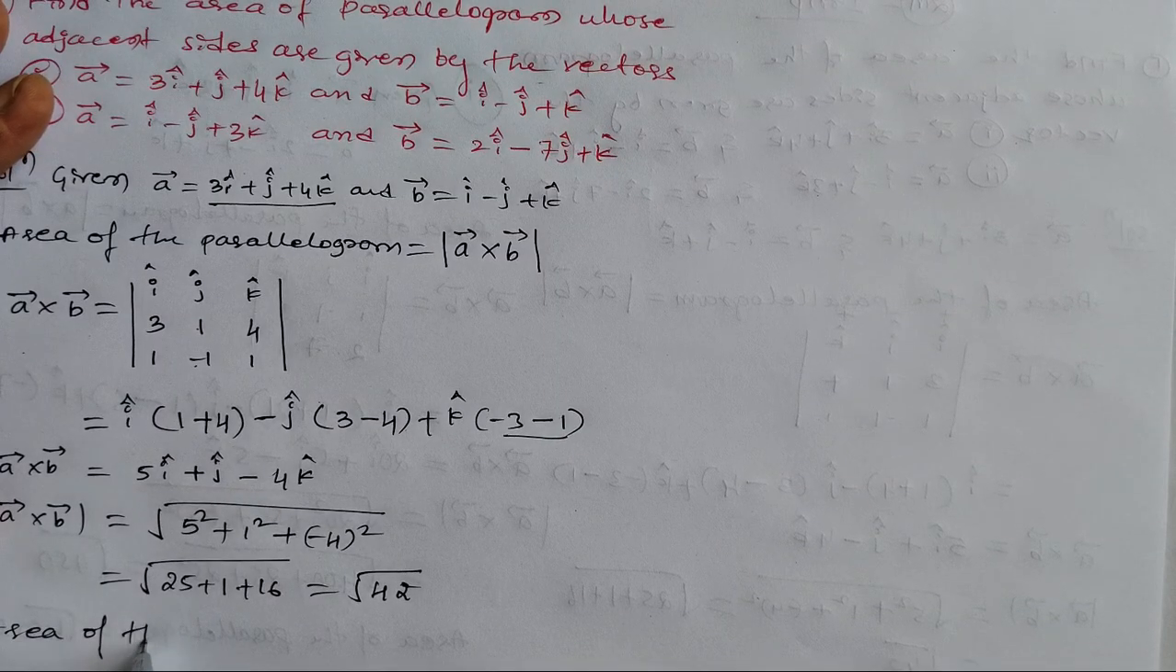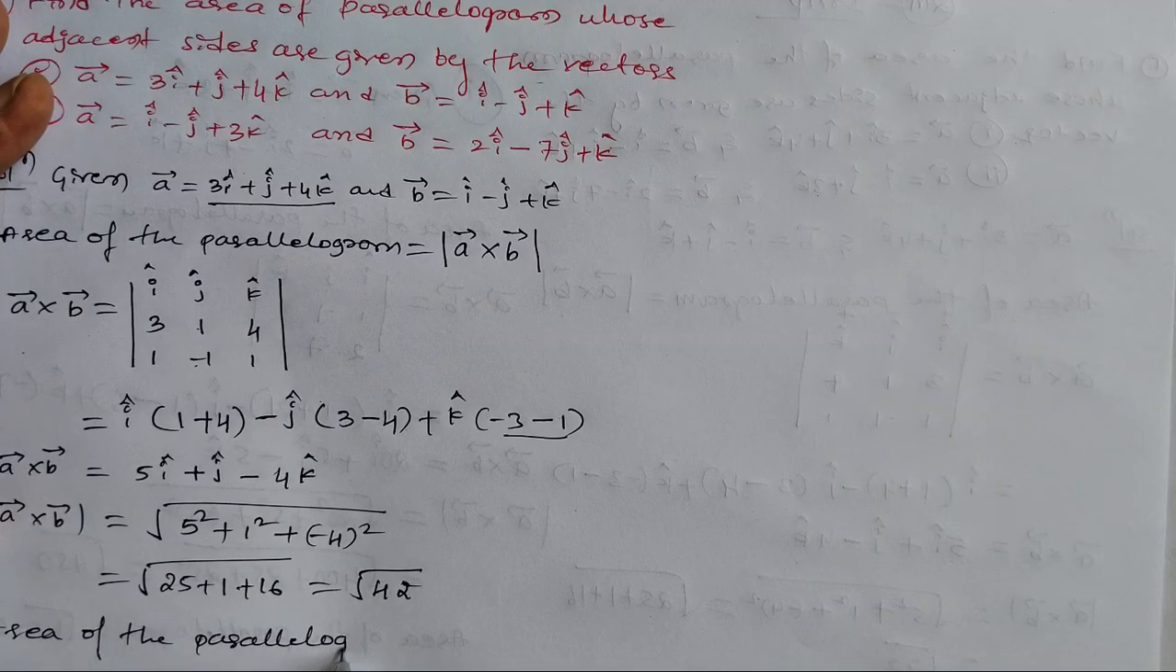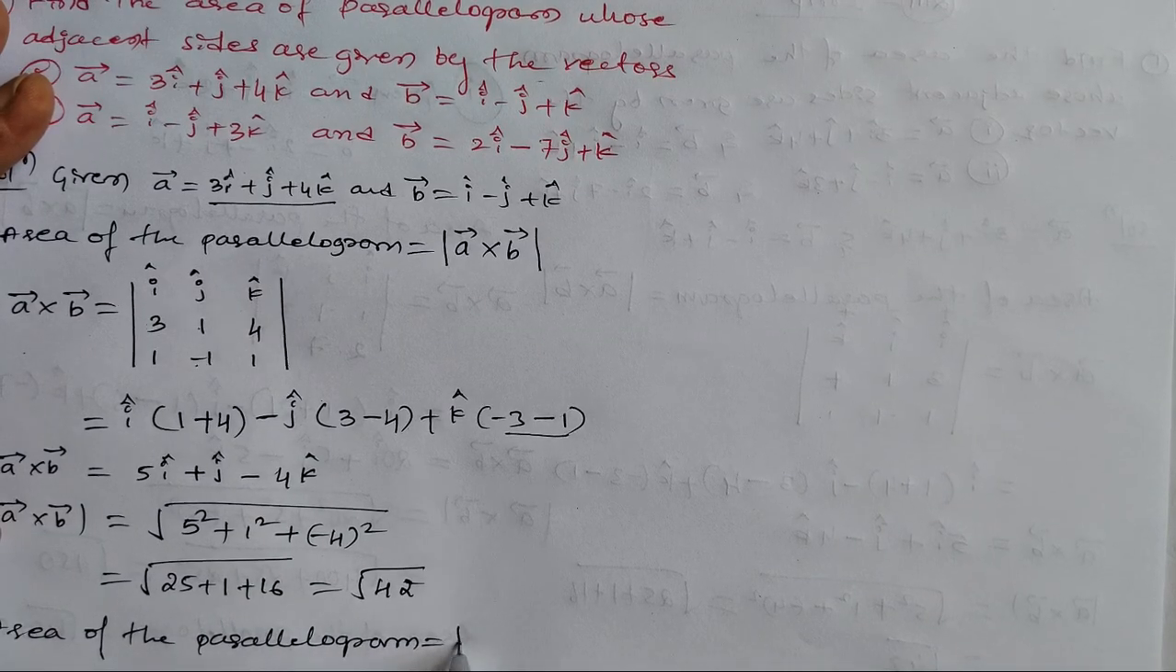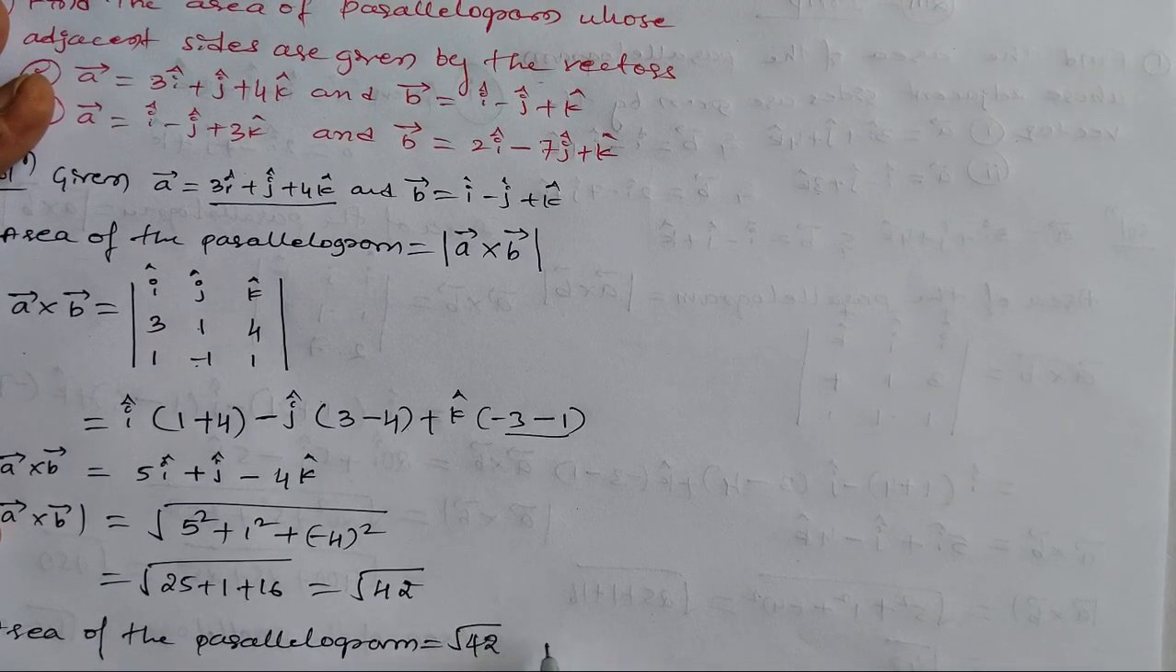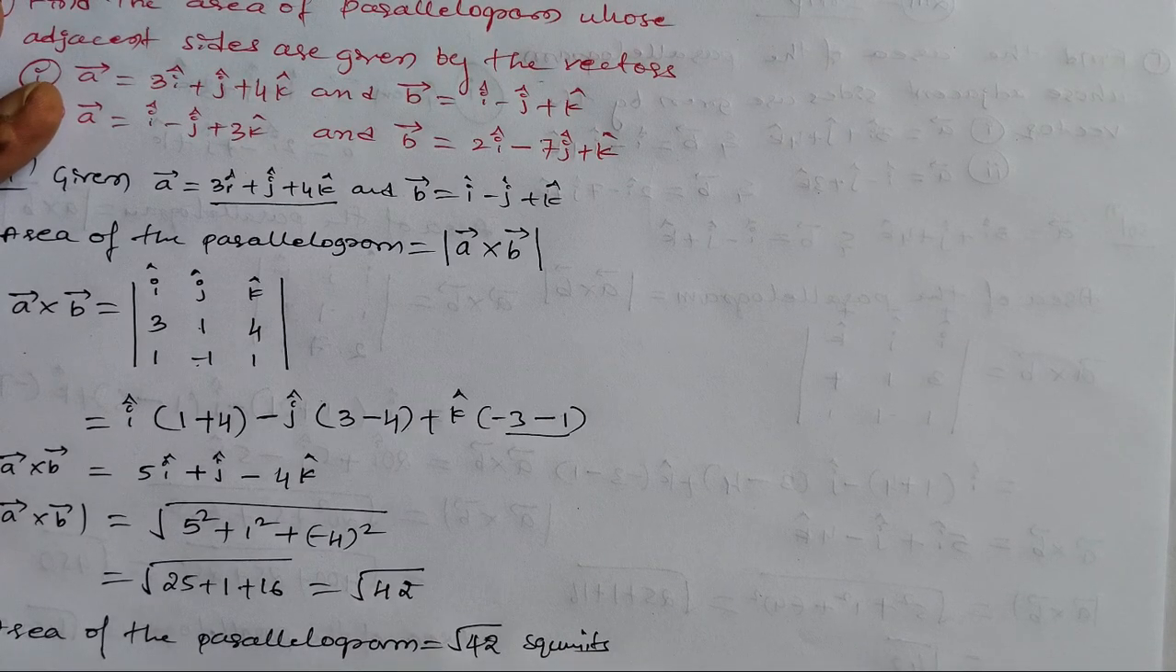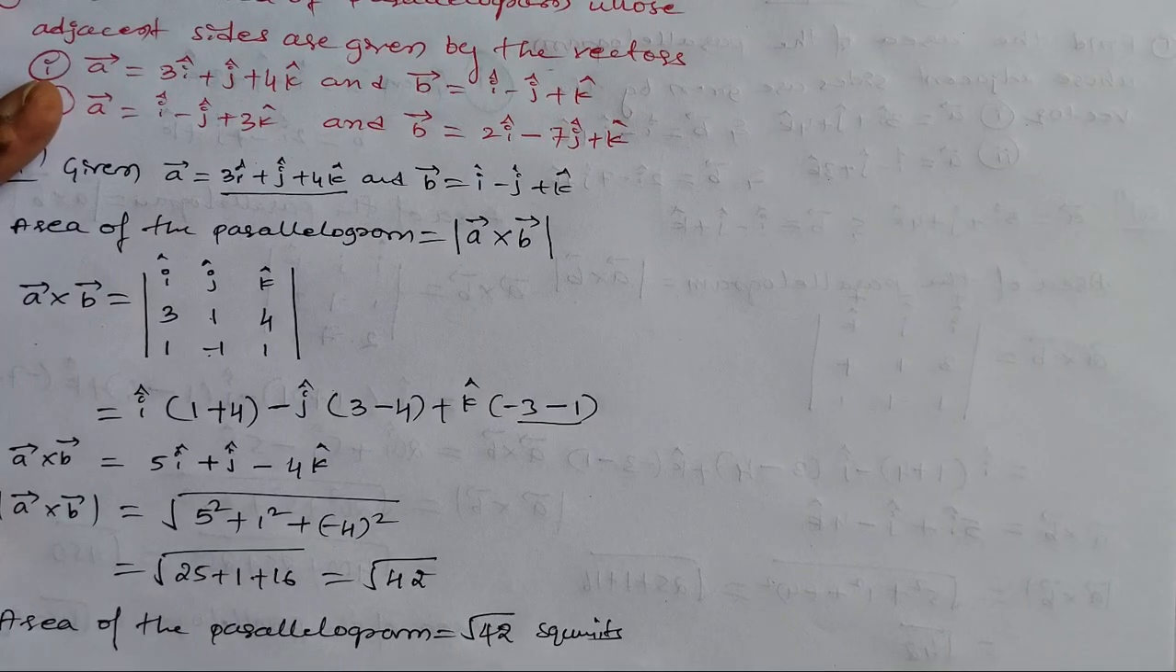So next, last you write area of the parallelogram equal to root 42 square units, right? You first write the unit, it must be written, right?